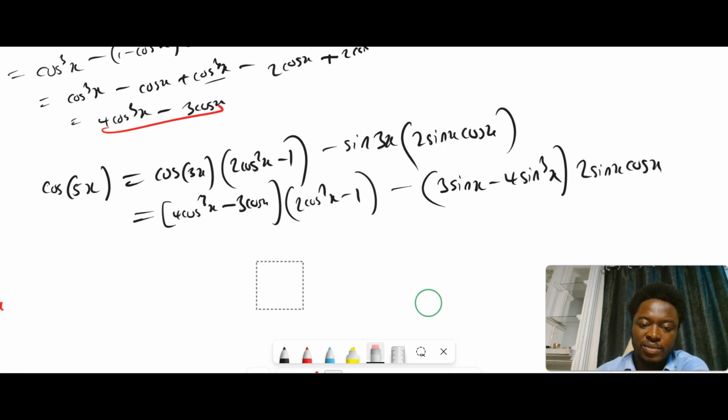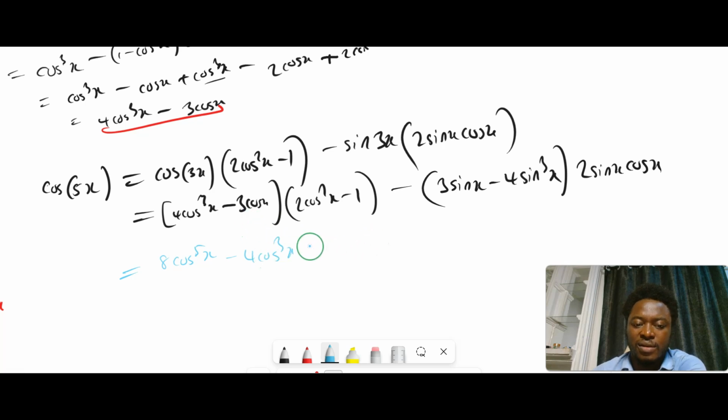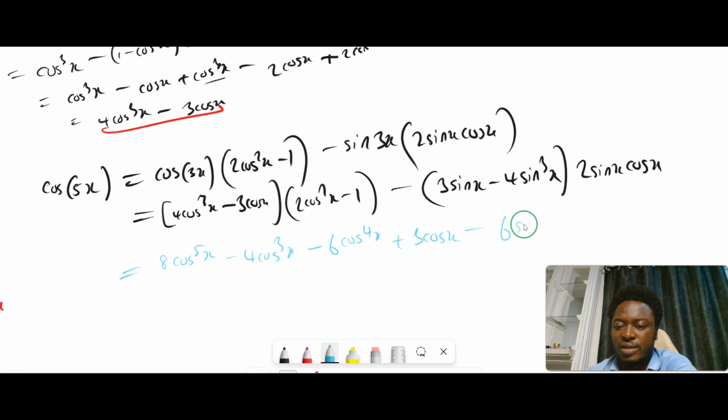Okay, making some progress, which is going to be 2 times this, that is going to be 8 cosine to the fifth power of x minus 4 cosine cubed x minus 6 cosine to the fourth power of x plus 3 cosine of x, and then this is going to be minus 6 sine squared x cosine of x, and then plus 8 sine to the fourth power of x cosine of x.